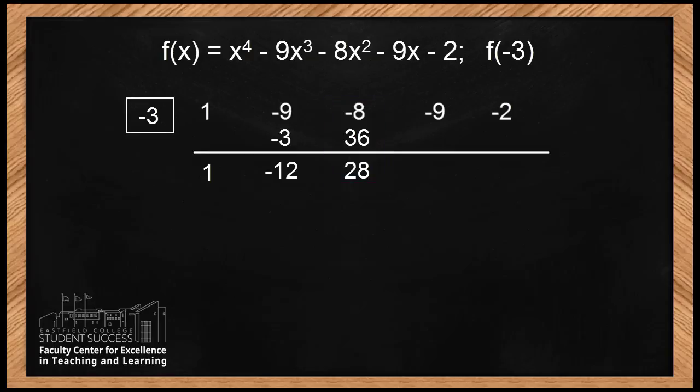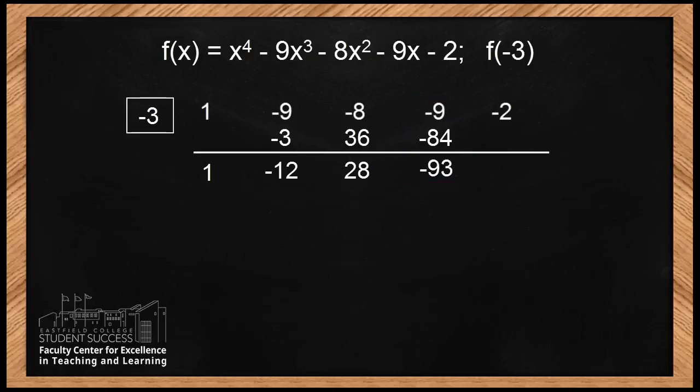Okay. Our next step is going to be to multiply 28 times negative 3. Negative times positive is negative. 3 times 28, negative 84. Our next step will be to combine negative 9 and negative 84. Remember, when we combine, we keep the sign and we actually add. So we're actually going to be adding 9 and 84. That will give us negative 93.